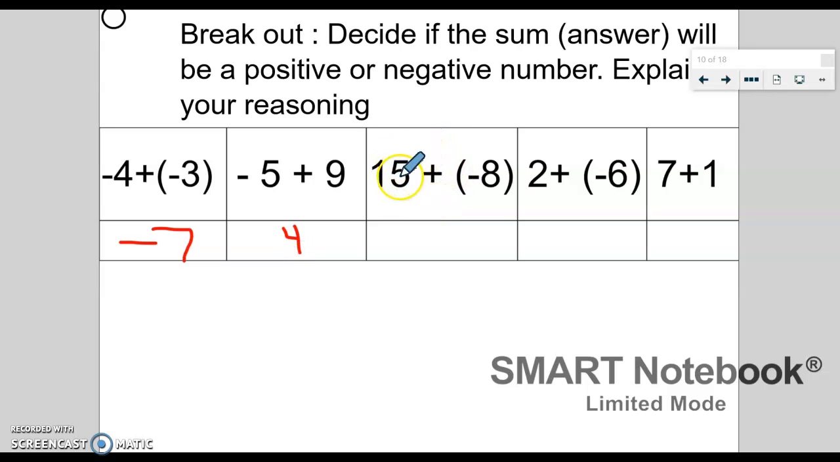Start at 15, and then you add -8 to it. That -8 means you're going left 8 spaces from 15, so you have 7. Start at 2, so you're at +2, and then you go left 6 spaces, and you finish at -4. 7 plus 1 is 8. Again, I'm hoping you completed these on your own.